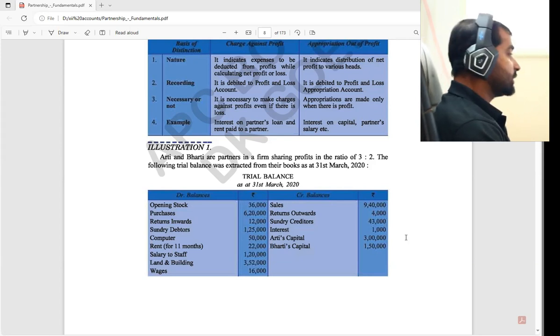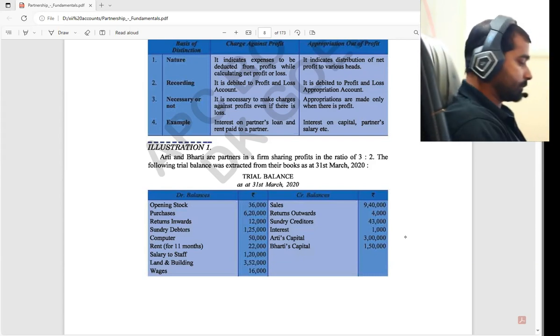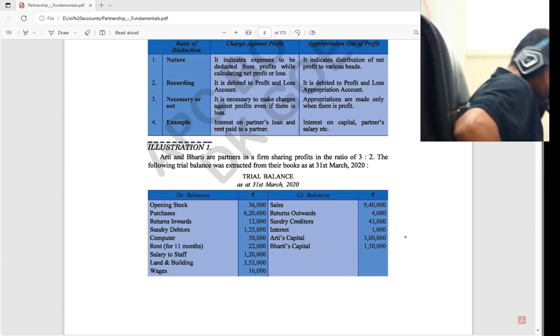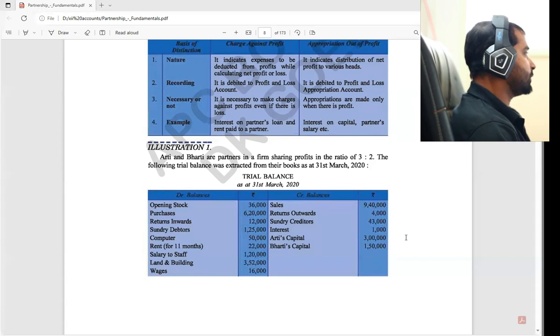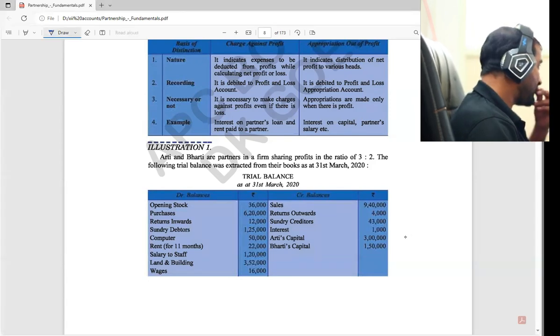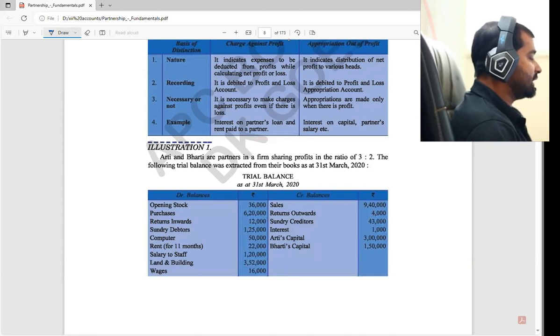So illustration number 1, if you could find it here. Shall we? Yes, sir. Am I audible to you properly? Yes, sir. So we are starting illustration number 1.